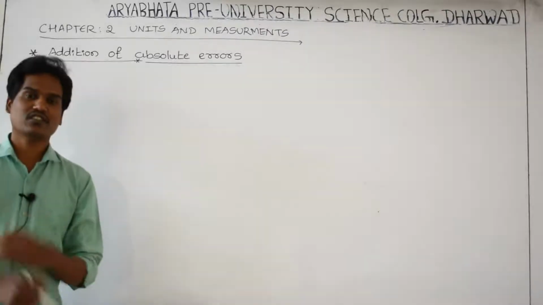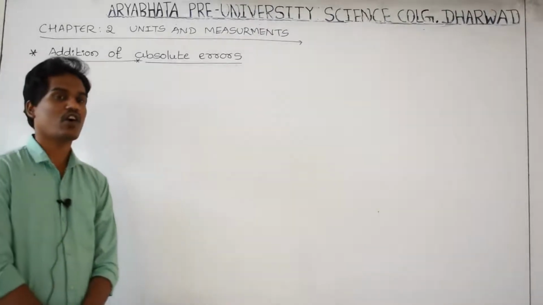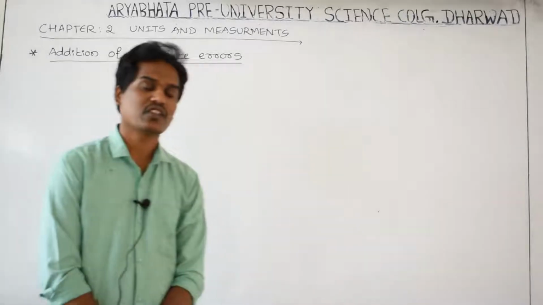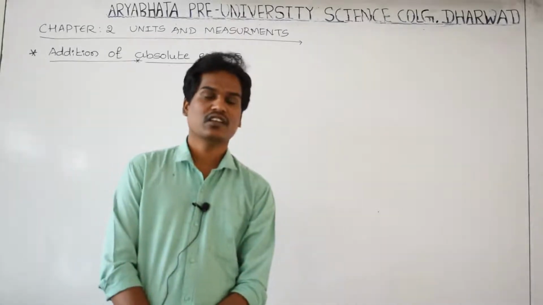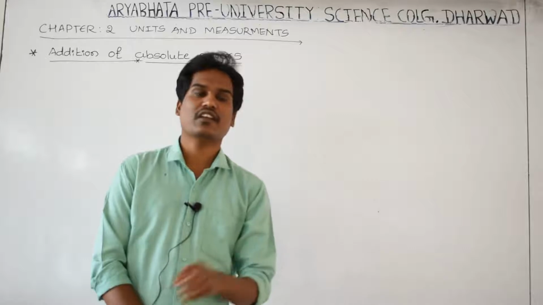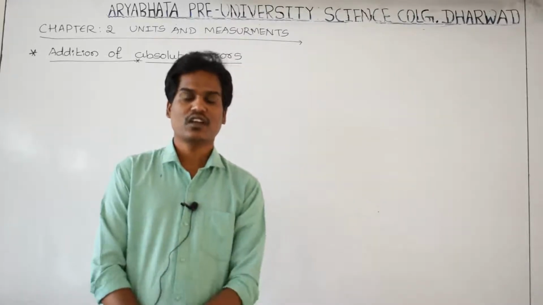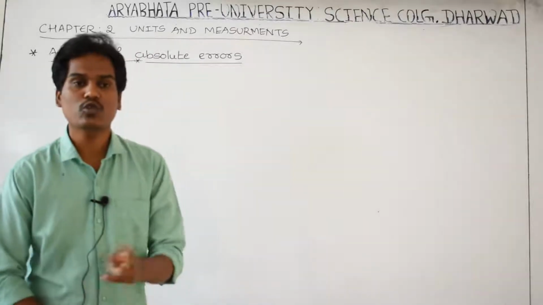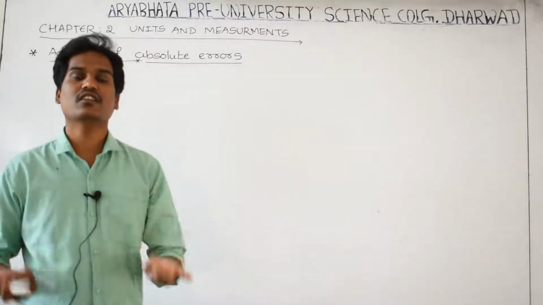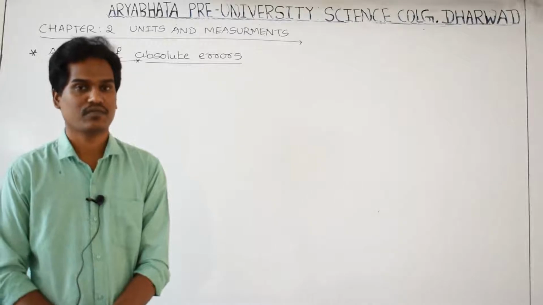If you measure a length or mass or a time, any physical quantity, that quantity has an uncertainty or an error. And how to add any two measurements which have an uncertainty?